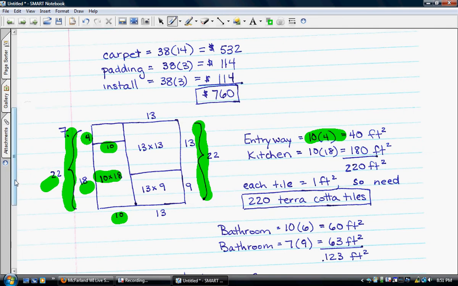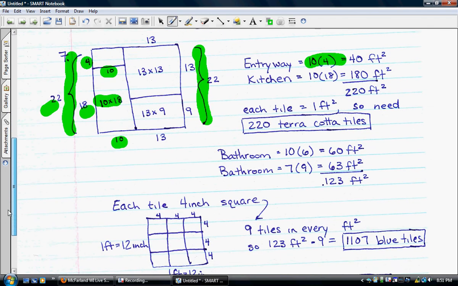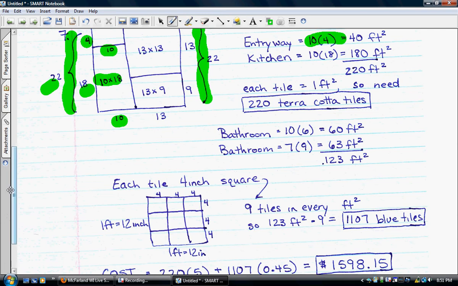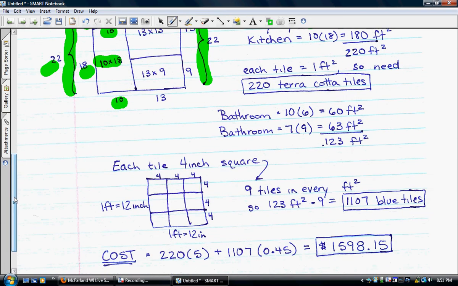I don't have the picture down here of the 2 bathrooms, but the dimensions are given right in the picture. One of them is 10 by 6, and the other one's 7 by 9. So the total square footage of the 2 bathrooms is 123 square feet. But the tiles are only 4-inch squares. So I need to figure out how many 4-inch squares are in a square foot.